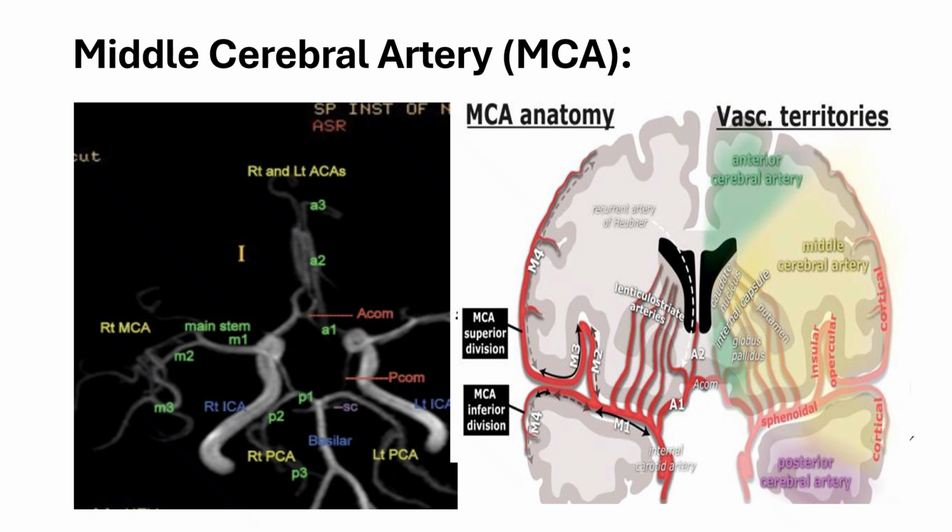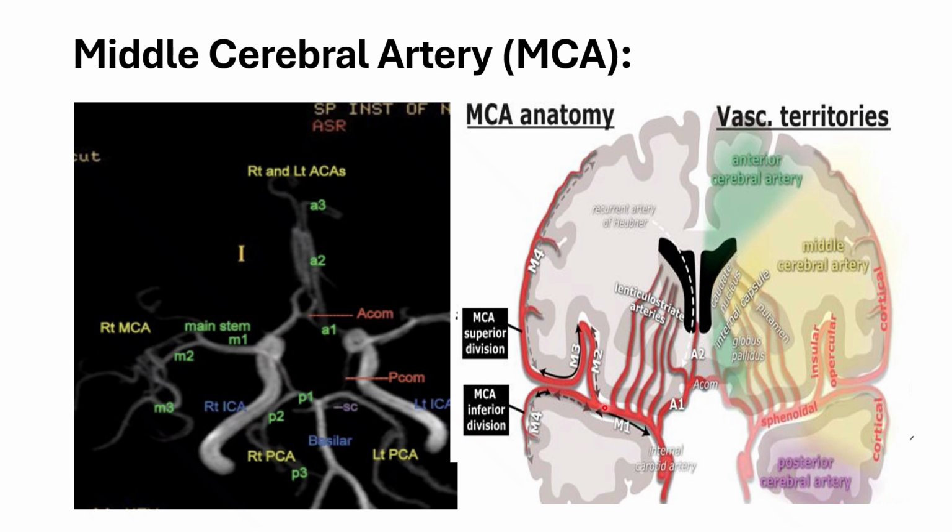The middle cerebral artery. The MCA is the most commonly affected vessel in ischemic stroke due to its broad cortical distribution. It is divided into four segments. The first is the M1 segment, the horizontal or sphenoidal segment, and it originates from the ICA to the insula, giving rise to the lenticulostriate arteries.